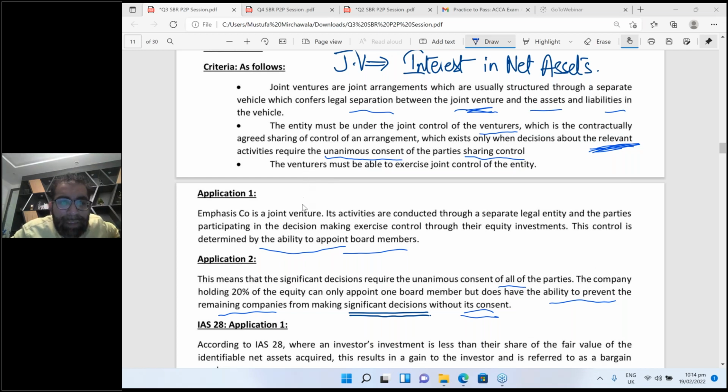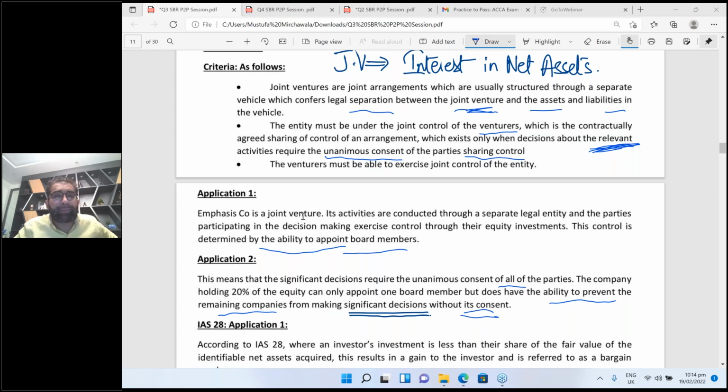One student has asked a question: should the holding be 33, 33, 33? No, no, it's not written in any IFRS that it must be 33, 33, 33. Not necessary. Holding percentage does not matter. The real thing is the agreement, the economic reality. Try to go with the economic reality.